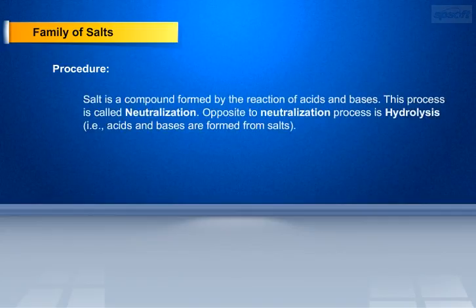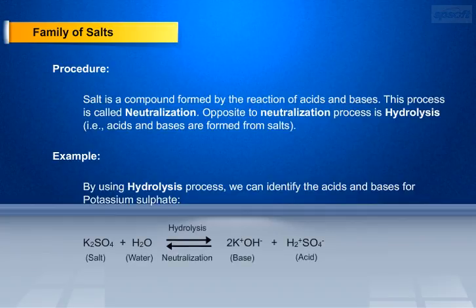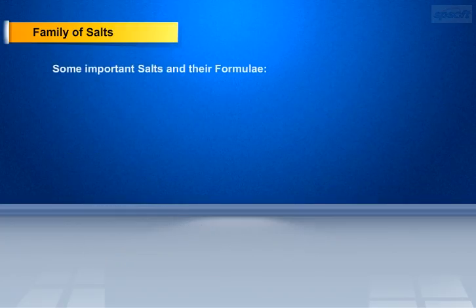Let us see the procedure. Salt is a compound formed by the reaction of acids and bases. This process is called neutralization. Opposite to the neutralization process is hydrolysis, that is, acids and bases are formed from salts. For example, by using the hydrolysis process, we can identify the acid and base for potassium sulfate. The chemical equation is K2SO4 plus H2O on hydrolysis gives 2KOH plus H2SO4. The same procedure is followed for the remaining salts to identify acid, base and their family.